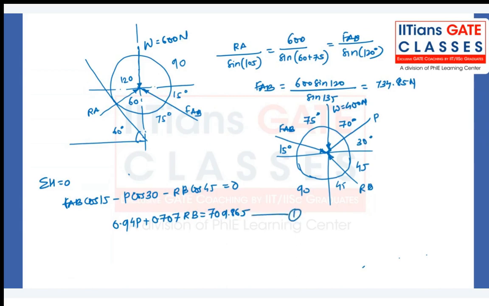Summation of all vertical forces. Yes, sorry, it's 20. Let me check it. What is cos of 20?